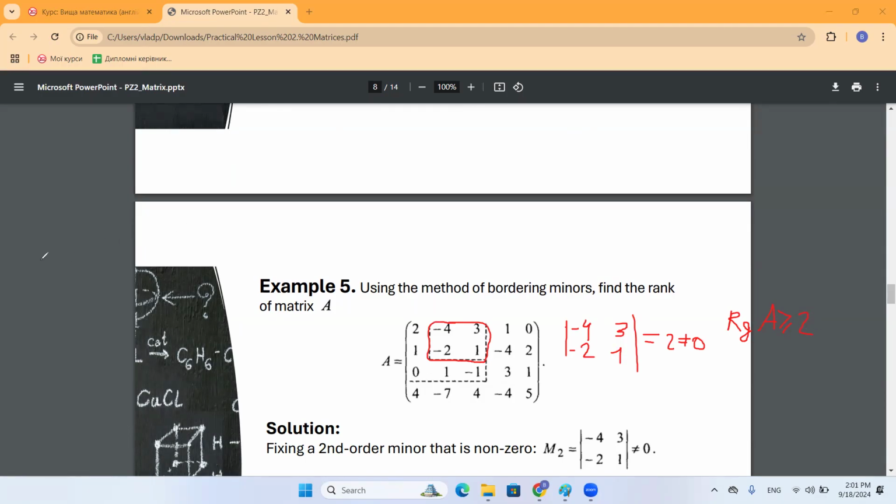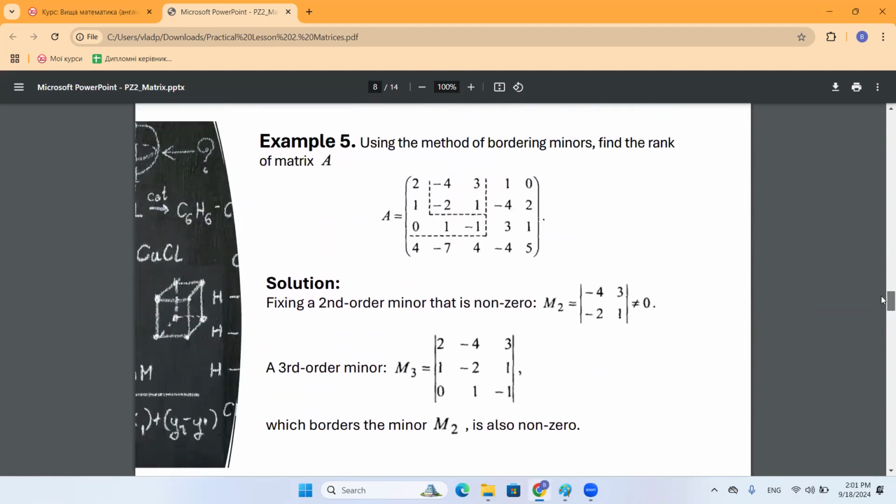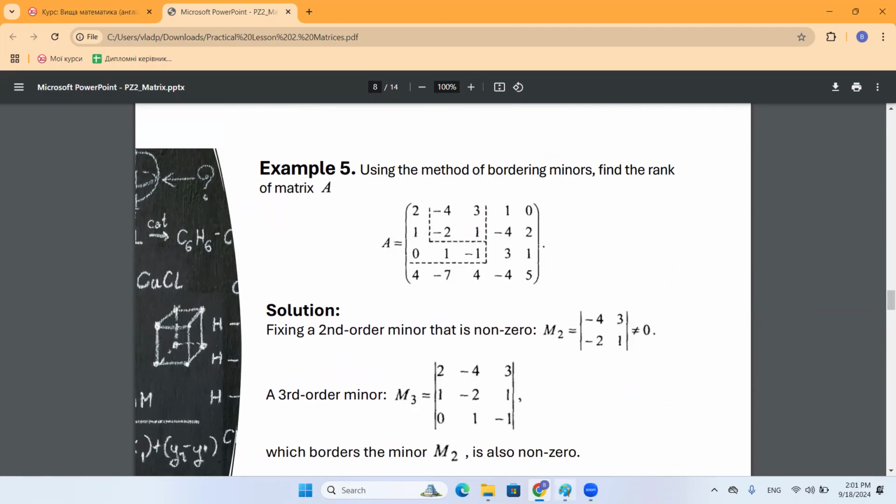And now, when using the bordering minor method, we can select a minor that is near to this one. So either this or this. Actually, in the example, we have this minor. Now let's clear it. So let's calculate this minor that is selected here.